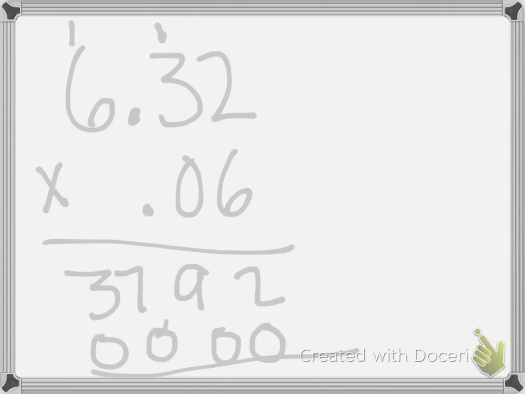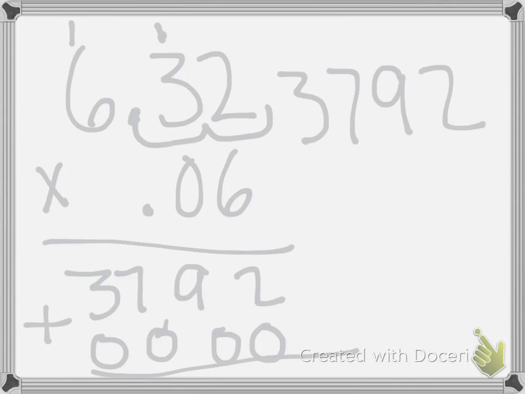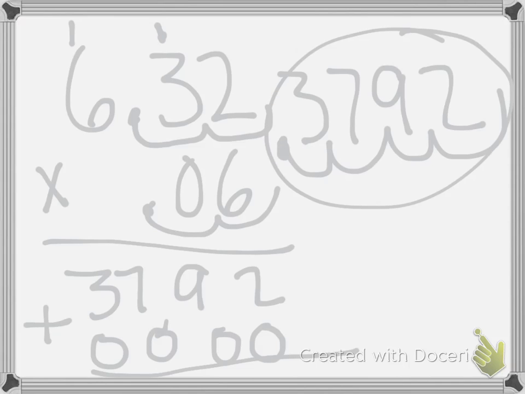Then you have to add this for your answer. Since 2 plus 0 is 2, 9 plus 0 is 9, 7 plus 0 is 7, and 3 plus 0 is 3. Now we have the decimals. The decimals are over 1, 2, 3, 4 places, so we move it 1, 2, 3, 4. Your answer is 0.3792.